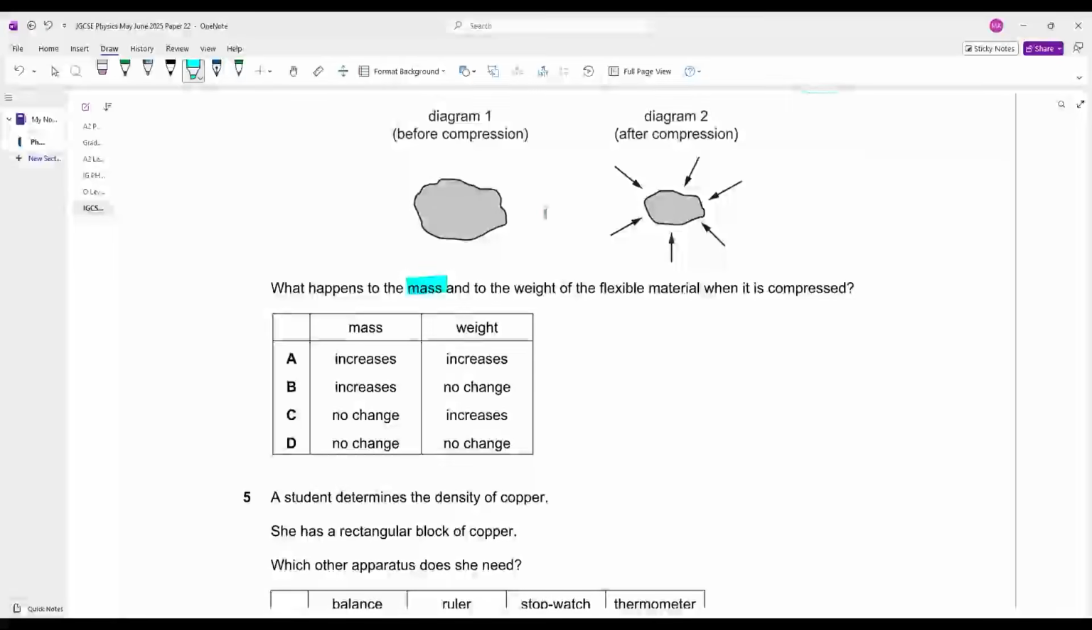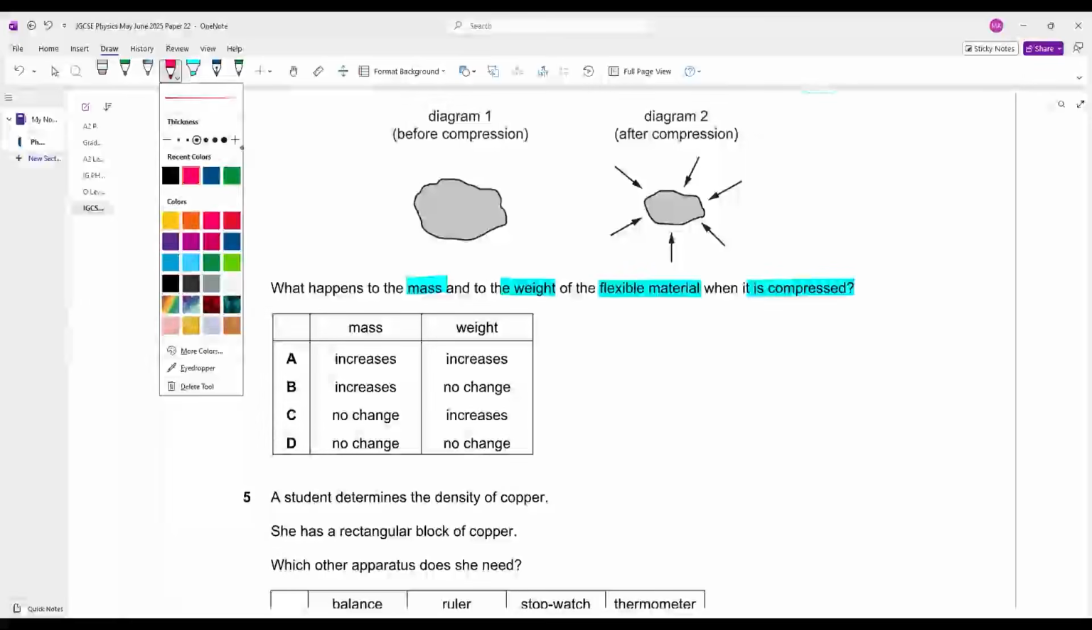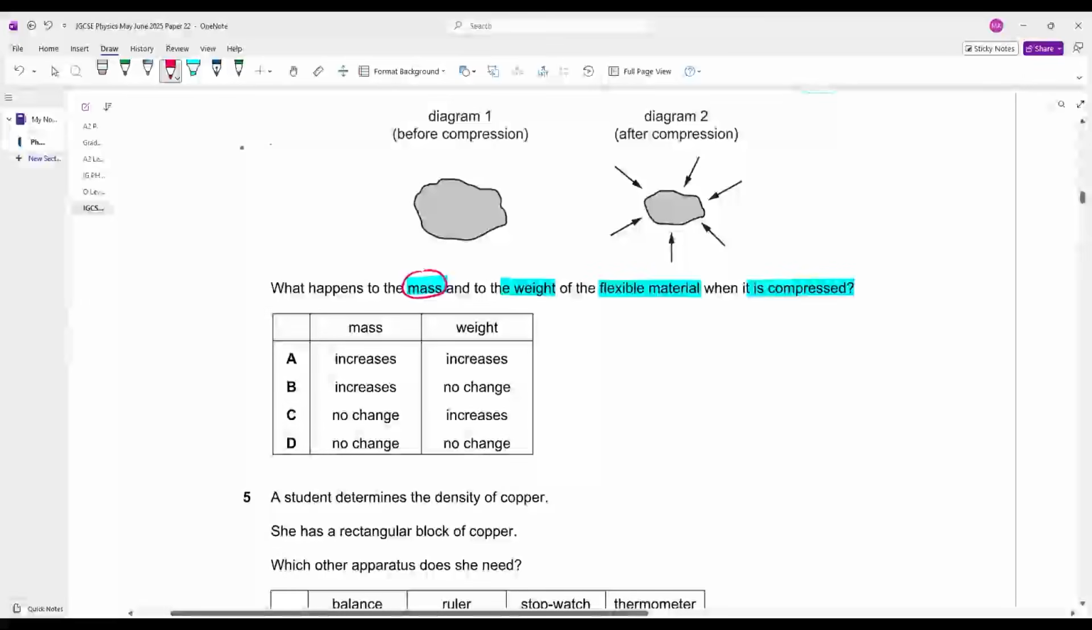What happens to the mass and to the weight of the flexible material when it is compressed? अच्छा जी. What happens to your mass and what happens to your weight when the material is compressed? हमेशा याद रखो, your mass remains unchanged no matter whatever you do. Option A और B cancel out हो गया. And here you are undergoing compression. बेटा compression undergo कर रहे हो तो आपका weight भी unchanged रहेगा. D is your answer. Mass remains unchanged, weight remains unchanged.